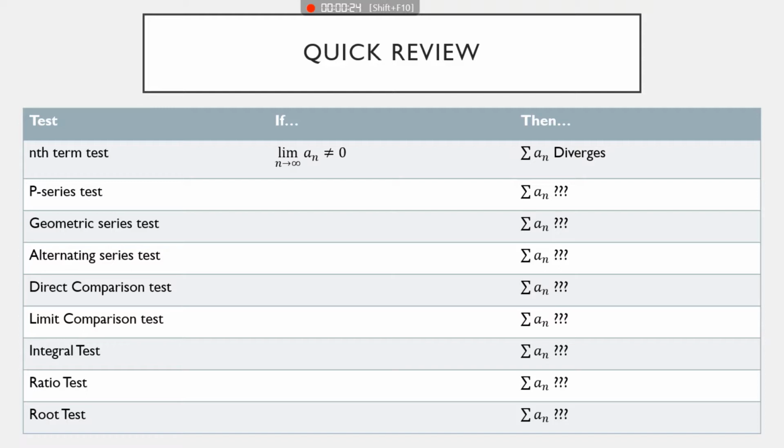So we'll go through each one of these. I need you to give me a rule, and then based on that rule, will the test converge or diverge? So for instance, I've got the nth term test listed here. The nth term test says, as long as the limit of the sequence does not approach 0, then the infinite series of that sequence will diverge.